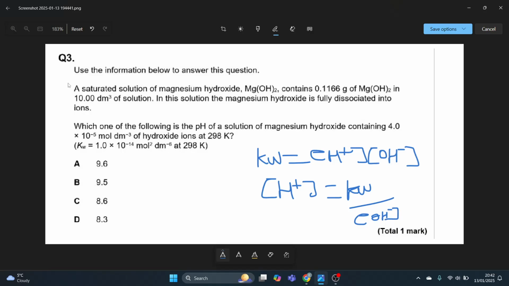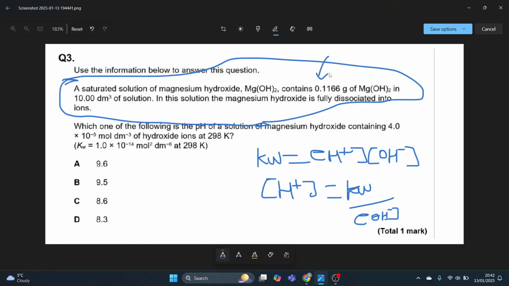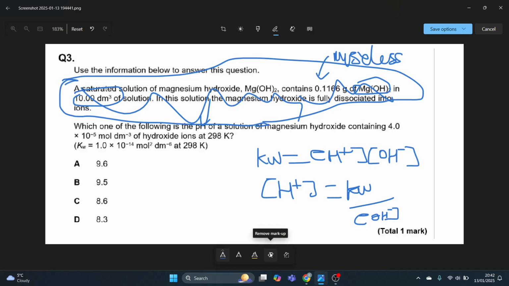But then I think they've given me all of this information as well. So then maybe I have to work out the moles, mass over MR of magnesium hydroxide. Then rearrange it, moles, concentration, volume, to find out the concentration of magnesium hydroxide. And then maybe subtract it from here. But in reality, all of this information is useless. It literally is. If they removed all this information, you could still answer this question and get it correct. I don't know why. I have a feeling they just did it to put students off.